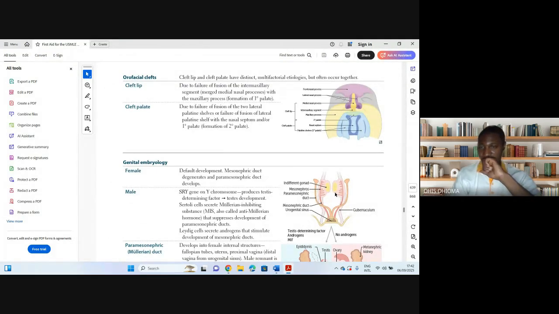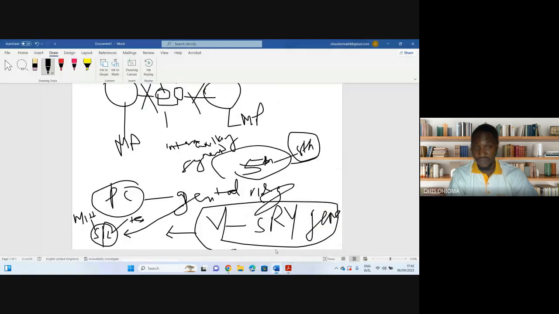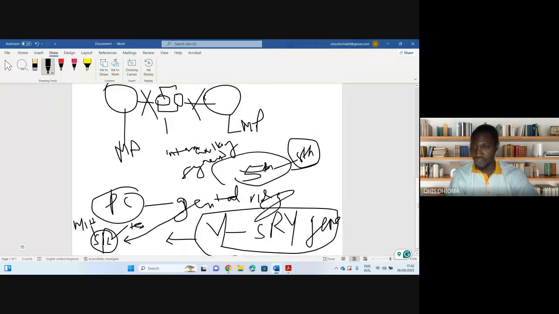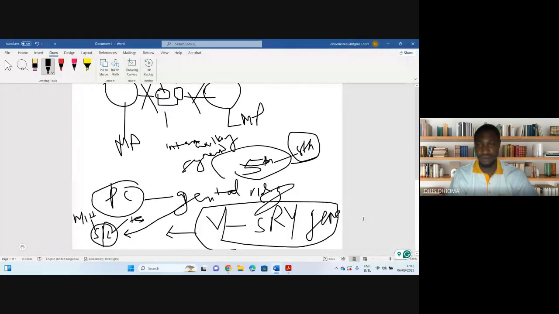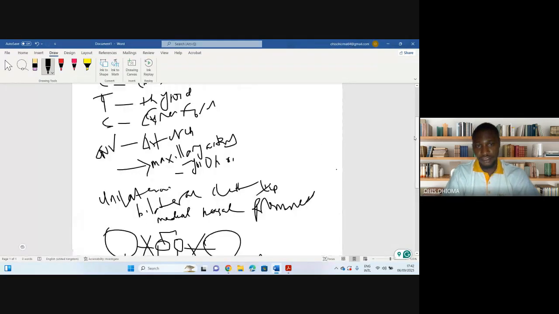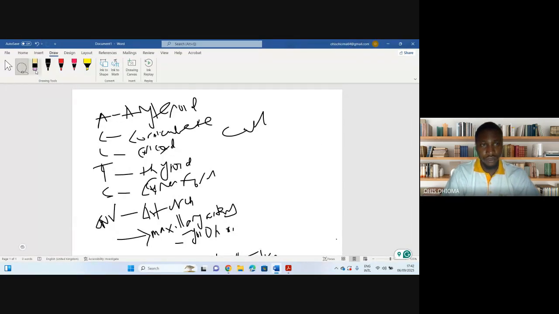So now you can see that there are two ducts here. We have the paramesonephric duct and we have the mesonephric duct. There's a way to remember it, because this thing is very confusing in the exam. You don't know which is which. You don't know whether the para is for the male and the meso is for the female. So how do I solve this confusion, right?